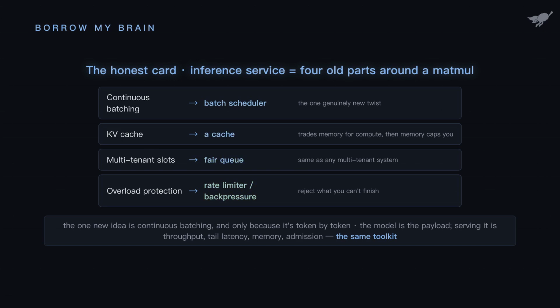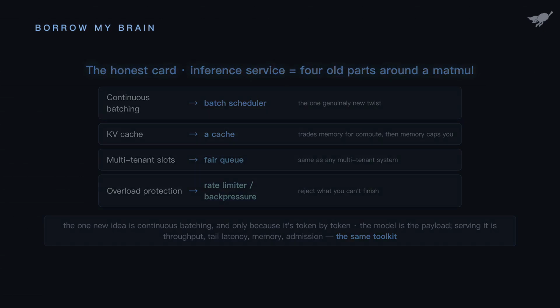The KV cache is a cache, and like every cache, it trades memory for compute. Until, trade after trade, memory itself becomes the bottleneck. Multi-tenancy is fair queuing. Overload protection is rate limiting. The model is the payload, and shipping that payload efficiently comes down to throughput, tail latency, memory budgets, and admission. Still the same toolkit from Season 1 and Season 2.